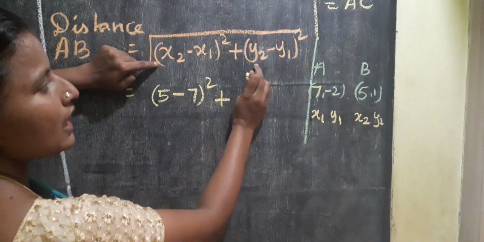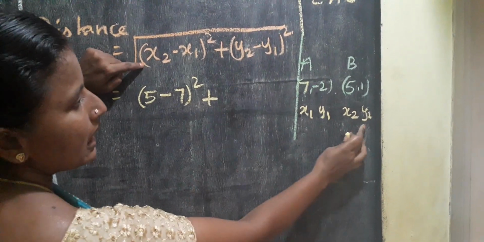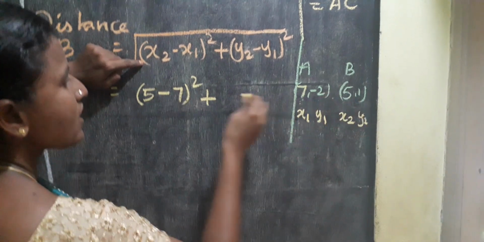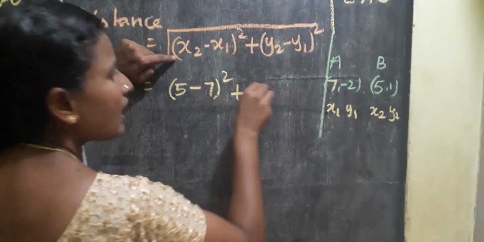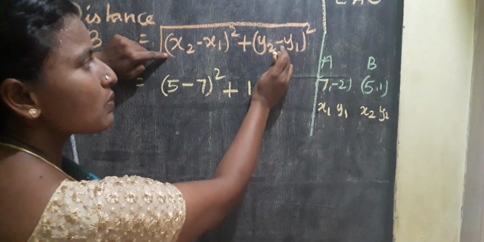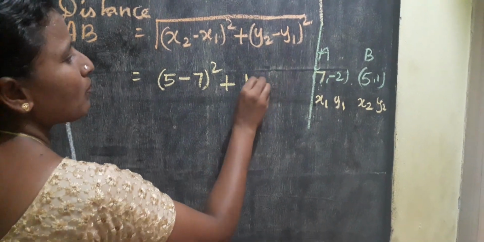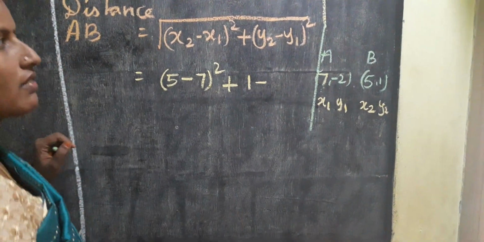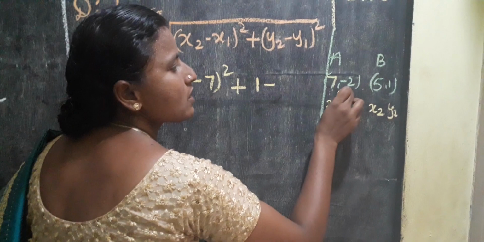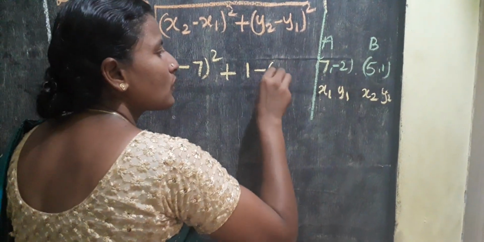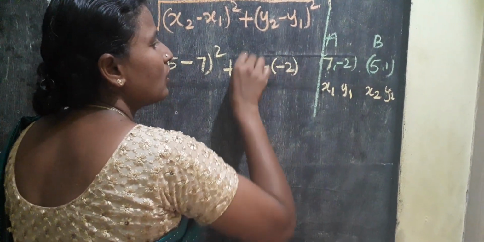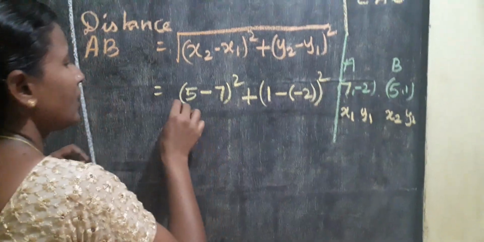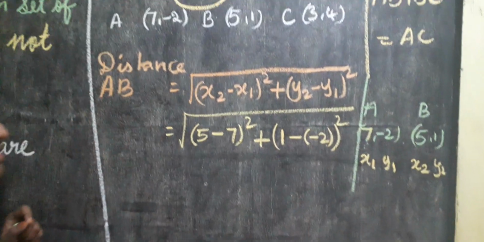And then what is the value of y2? y2 value is 1. So write the value 1. And what is the symbol? Minus. Put the minus. And then, what is the value of y1? y1 is -2. So you put the bracket and put -2, whole bracket whole square, and the square root of these values.